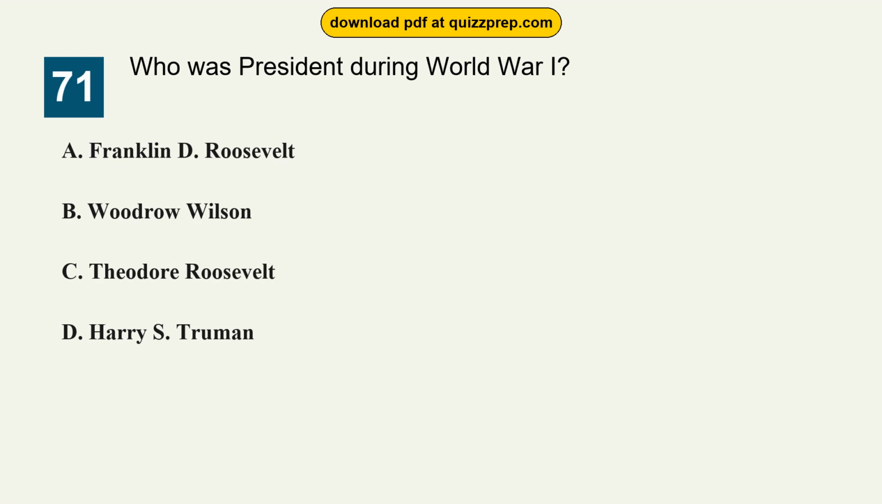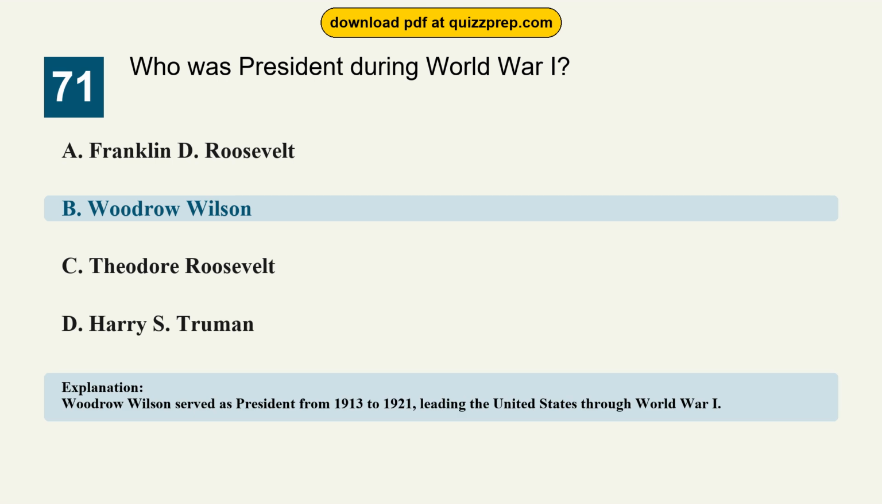Question 71. Who was president during World War I? Option A, Franklin D. Roosevelt. Option B, Woodrow Wilson. Option C, Theodore Roosevelt. Option D, Harry S. Truman. The correct answer is option B, Woodrow Wilson. Woodrow Wilson served as president from 1913 to 1921, leading the United States through World War I.